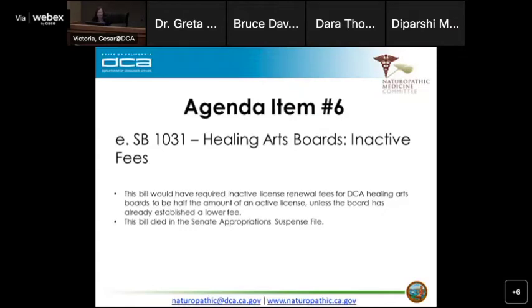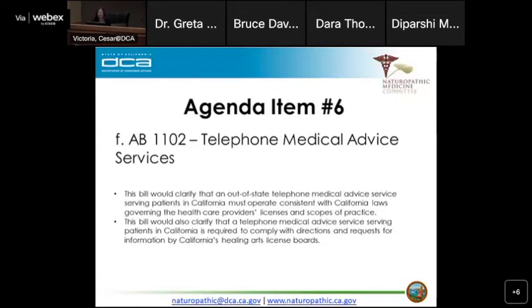Okay, SB 1031 unfortunately died. I was really banking on this to go through because it would make my job of getting these regulations done a lot easier, but unfortunately it did not succeed. So we will try to get that done in another avenue.